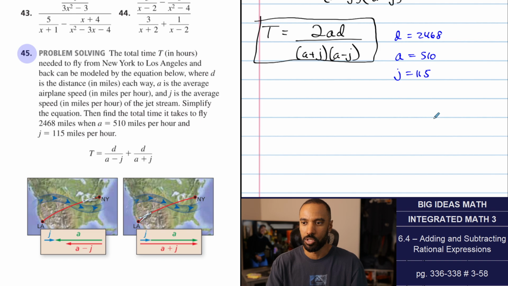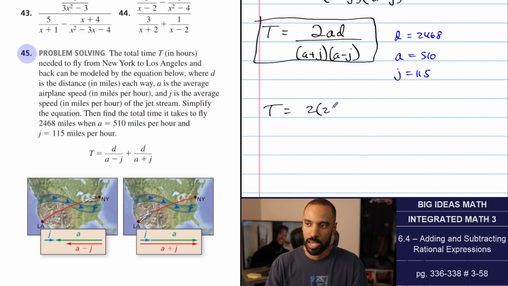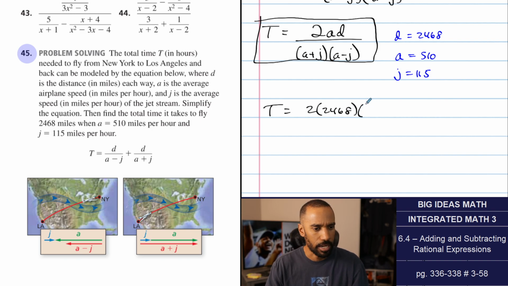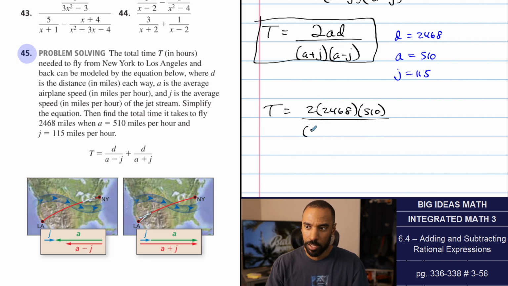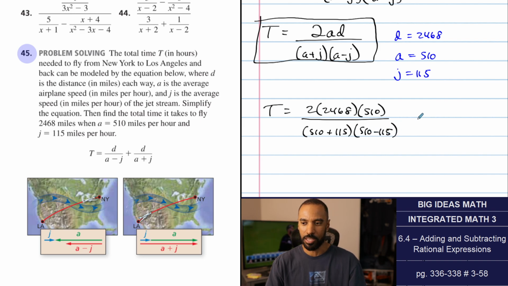Okay, let's do a substitution. So we'll get T equals 2 times 2468 times, what, 2468? Oh, but that's D. Whatever. A is right here. They're both on top, that's okay. A plus J, 510 plus 115, and 510 minus 115. Honestly, the bottom might be easier to write as 510 squared minus 115 squared.